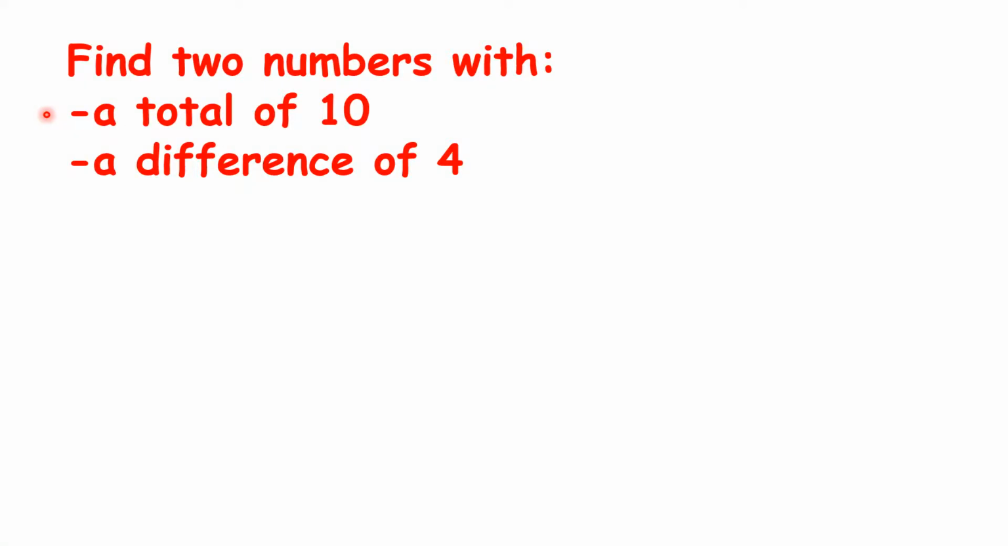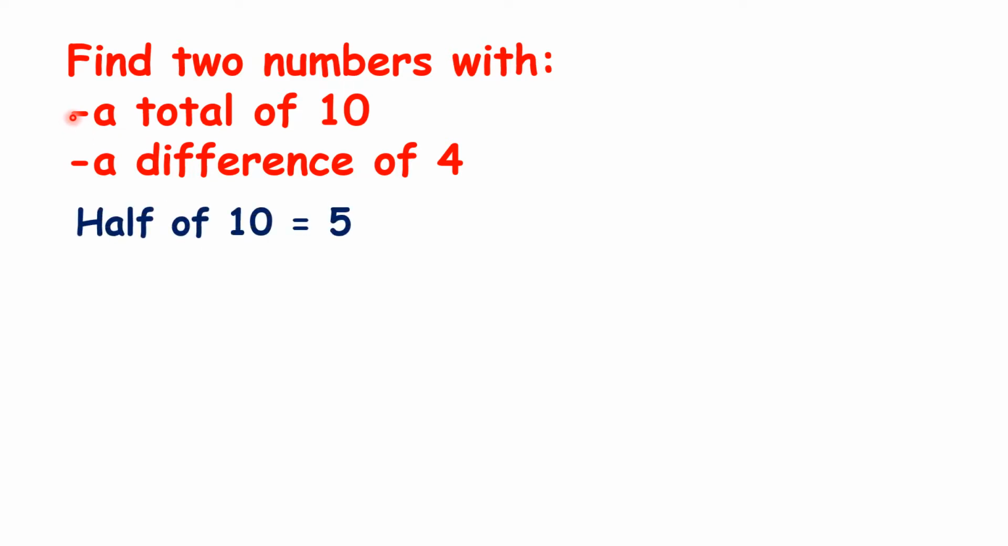Here we need to find two numbers with a total of 10 and a difference of 4. So we need to add those numbers to make 10 and subtract to make 4. Now you can probably work this out by trial and error, but try to follow this method because it will help you when the questions get more difficult.